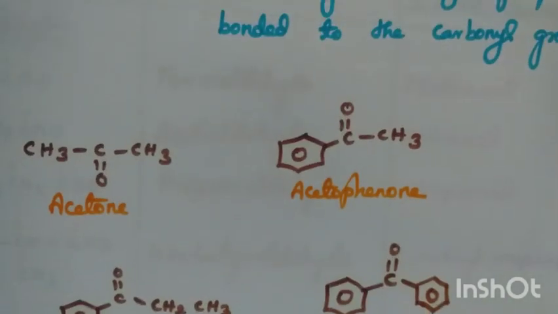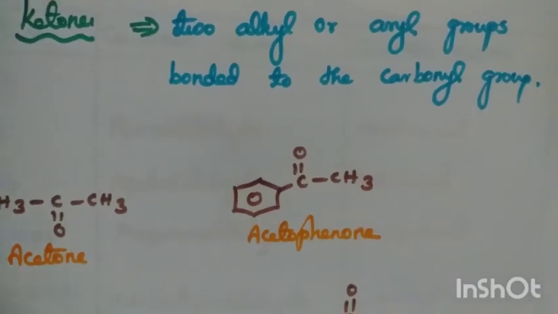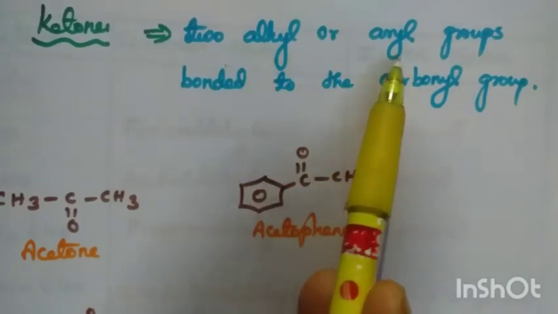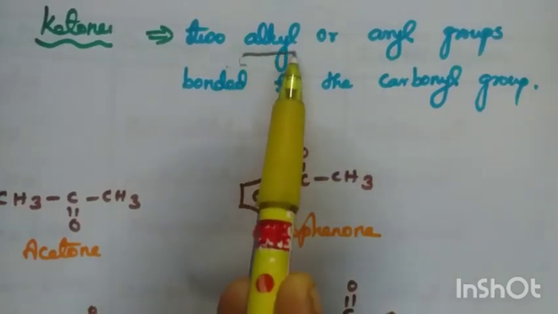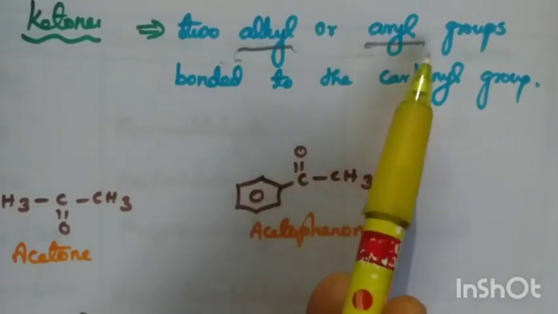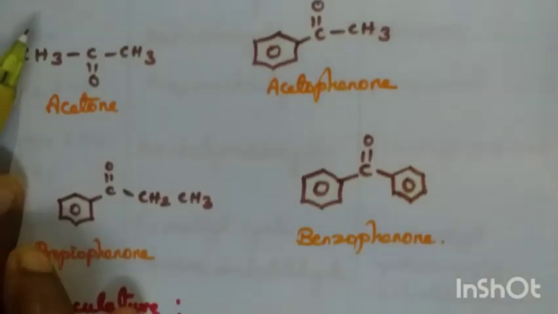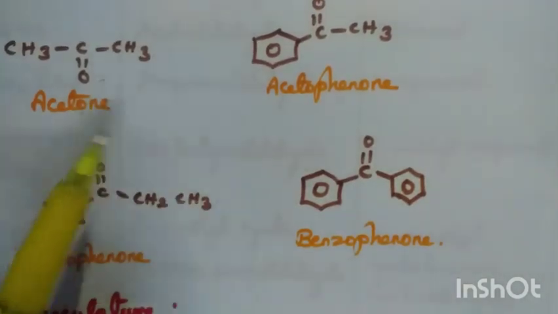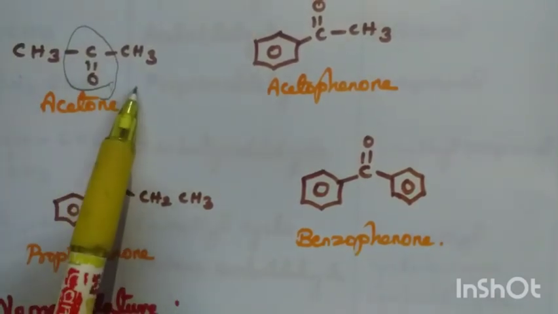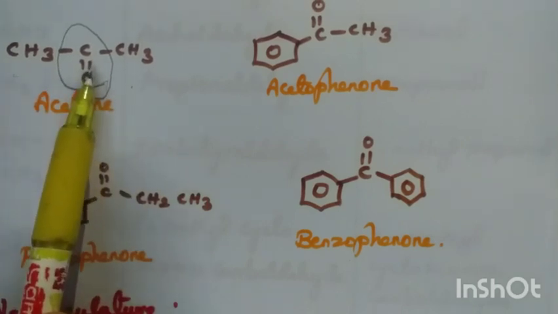This is about the simple aldehyde we discussed. Now we are going to see the ketone. How to write the ketone? What is a ketone first? Two alkyl or aryl groups bonded to the carbonyl group. Alkyl means methyl, ethyl. Aryl means phenyl group. This is an example: this is our carbonyl group. Here one methyl and here one methyl are there, so two methyl groups attached to the carbonyl carbon.